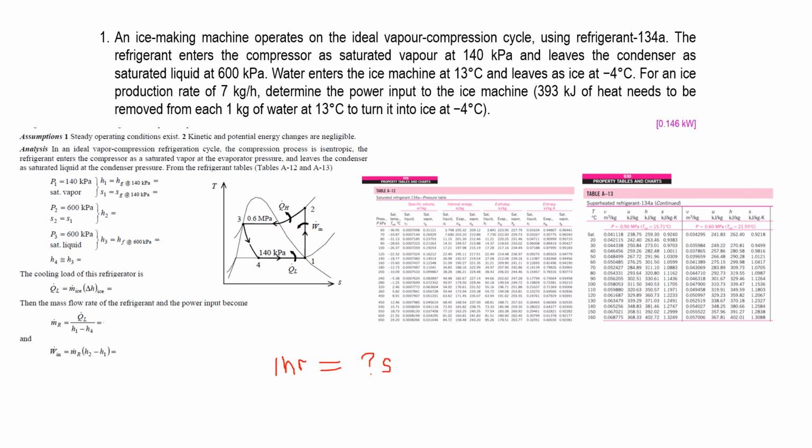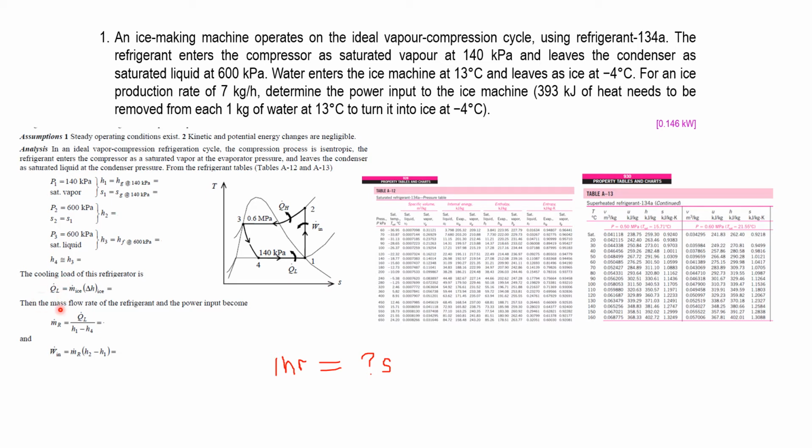And what is your delta H? The amount of heat. This is for each kilogram. So for each kilogram, we have 393 kilojoule. You can substitute this value for delta H ice. So 7 kilogram over 3600, which will give you kilogram per second. And then delta H is 393 kilojoule, and that will give you the cooling load calculation that you're looking for.